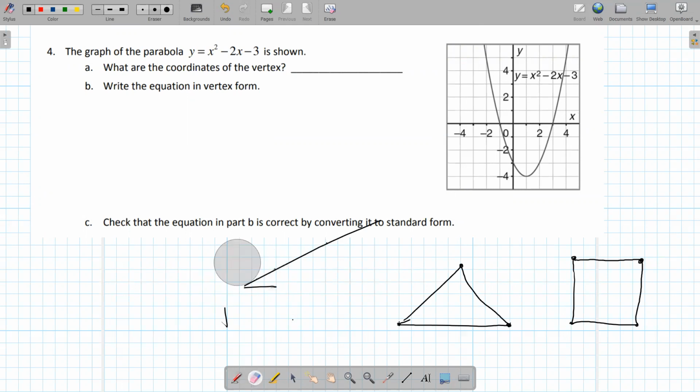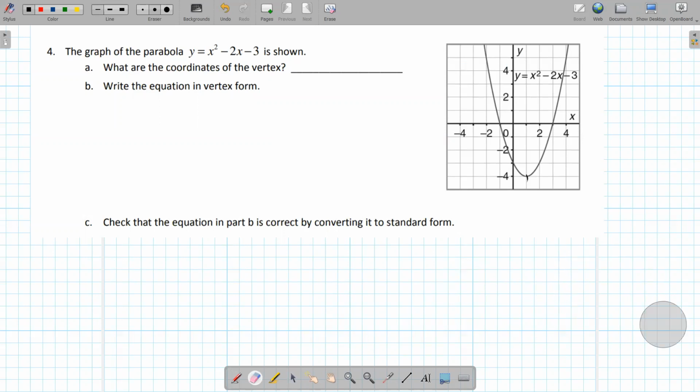But a quadratic, by quadratic I mean x power 2 function, does have a vertex. Where's the pointiest end? What's the coordinate of this point right here? 1 and negative 4. There you go. So that's the vertex, 1 and negative 4. Now this part is going to be pretty difficult. Write the equation in vertex form.